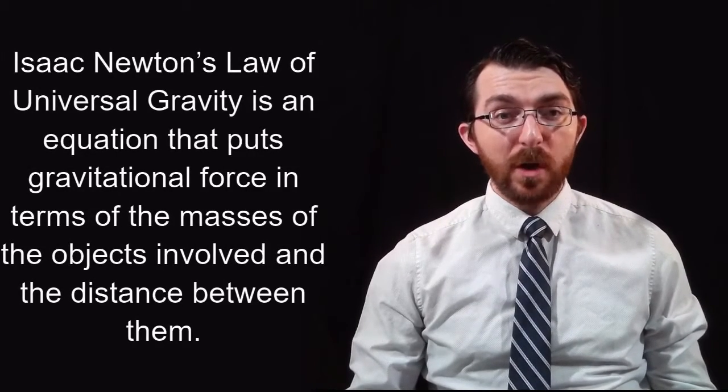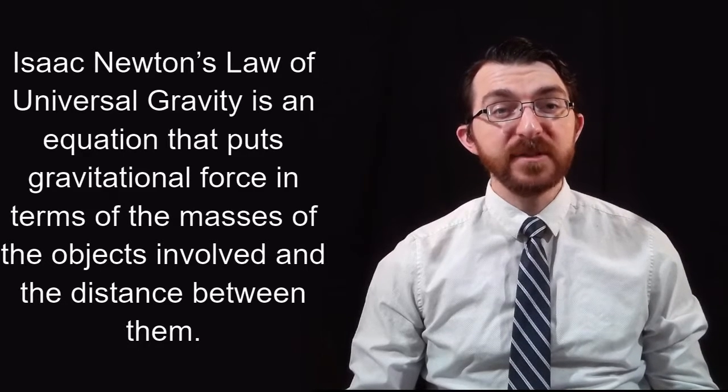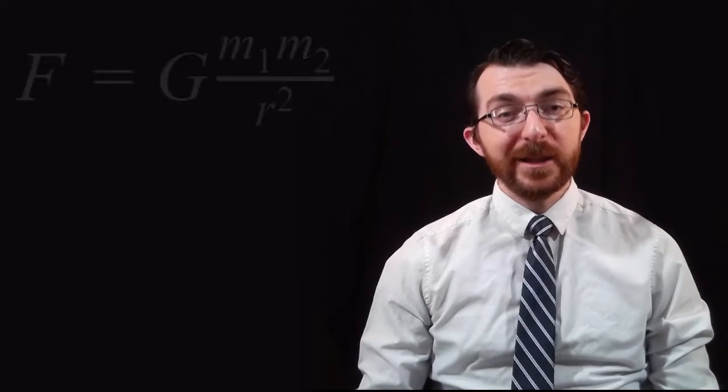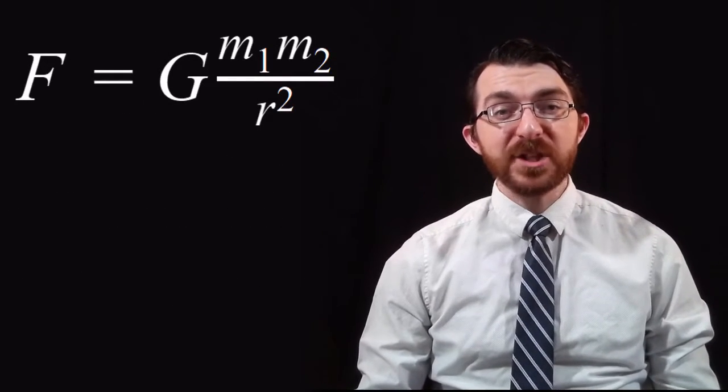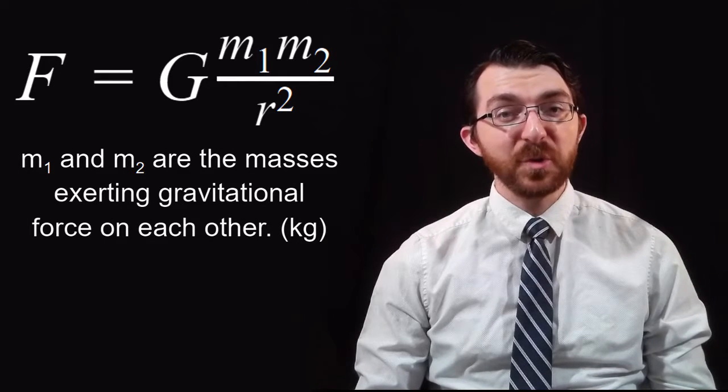Isaac Newton's law of universal gravity is an equation that puts gravitational force in terms of the masses of the objects involved and the distance between them. It looks like this. In this equation, m1 and m2 are the masses exerting gravitational force on each other.